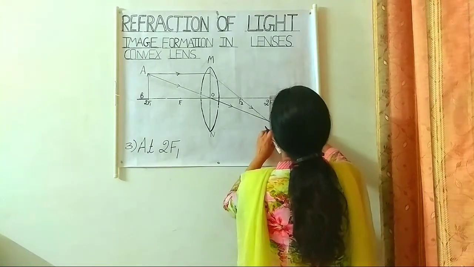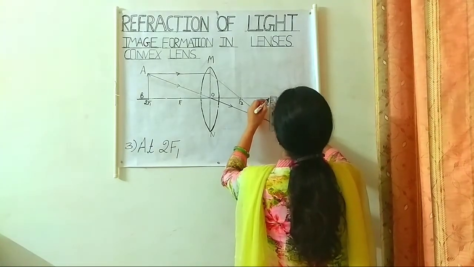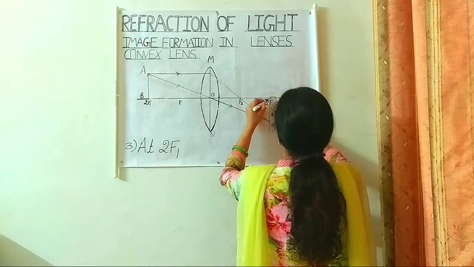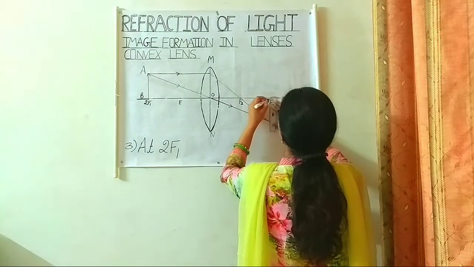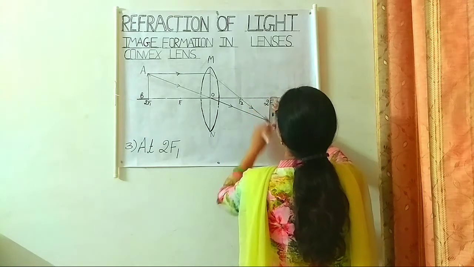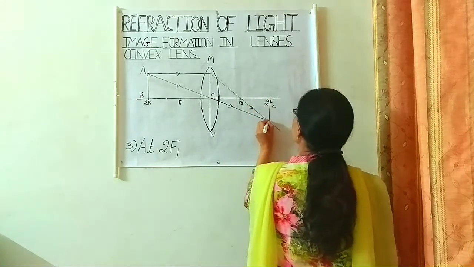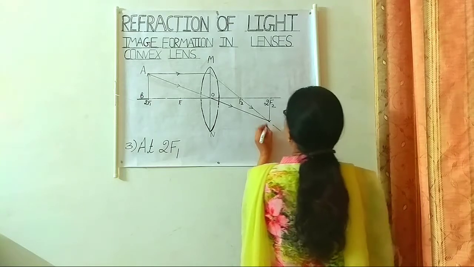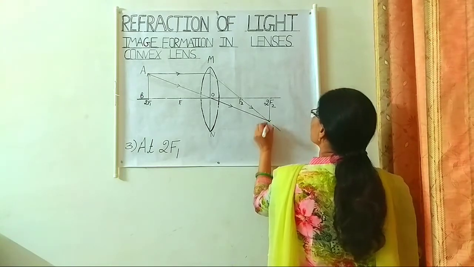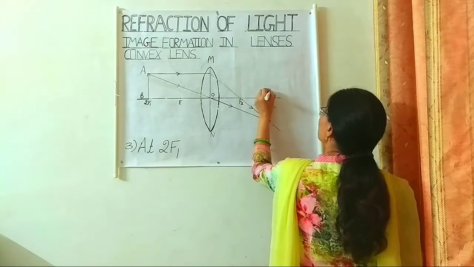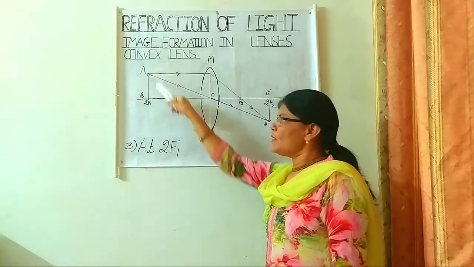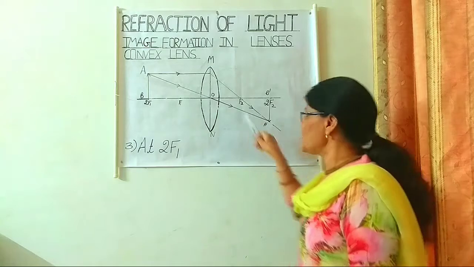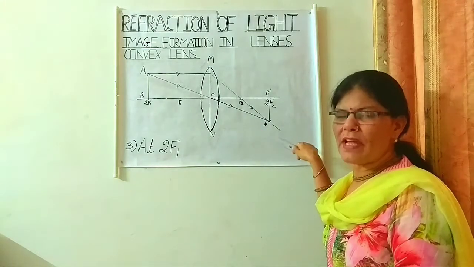This place is our image formation, and it is at 2f2. If we take proper measurements, it will be exactly at the place. So this is our image formation, A dash and B dash. When the object is at 2f1, image formation is at 2f2.